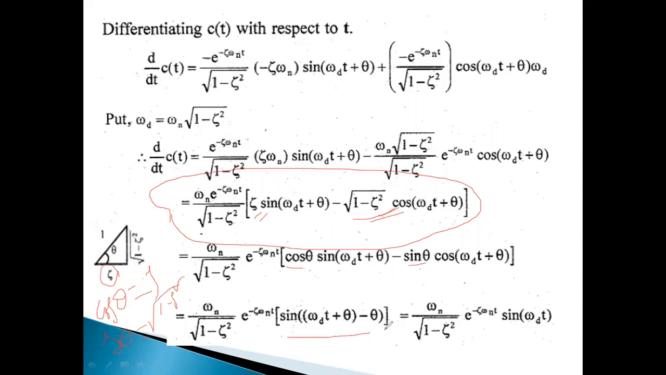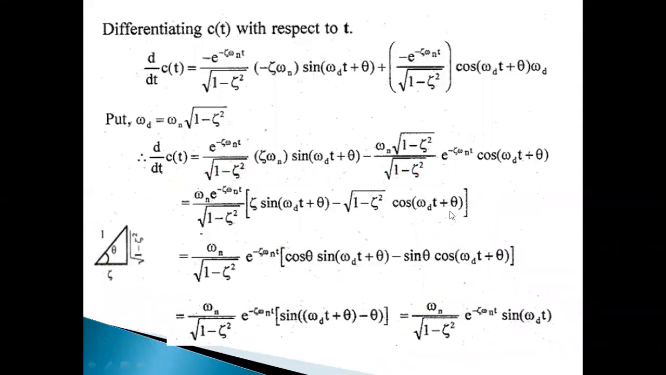So we can further simplify it using the sin a minus b formula: sin a cos b minus cos a sin b. So after simplification, finally you will get omega n by square root of 1 minus zeta square is equal to e to the power of minus zeta omega n t sin omega d t. Okay, if you have any doubts, you can ask in this part.